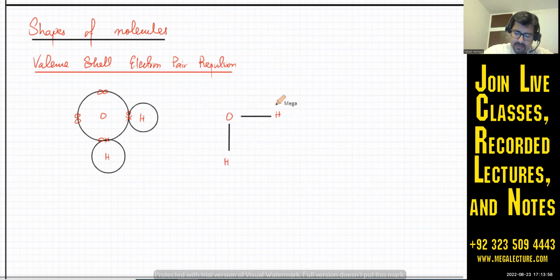Okay, so it's got pairs of electrons in its outer shell that are not involved in bonding. So you've got bonded electrons and you've got lone pairs. So let's say that's your bonded electron, and here's another bond.